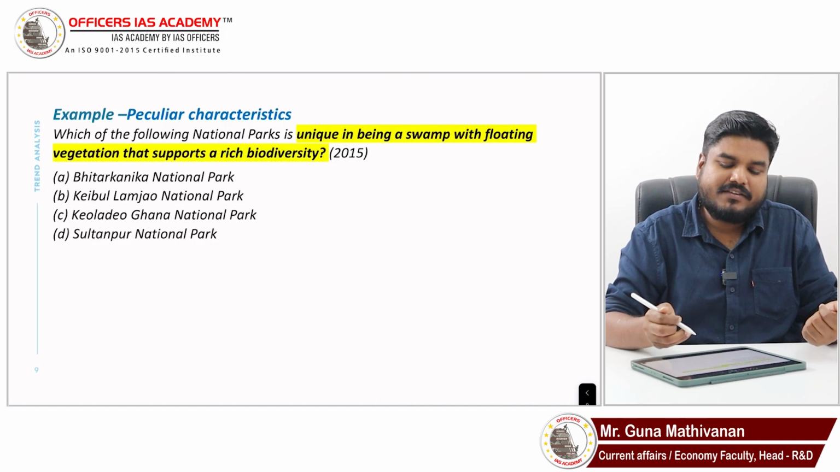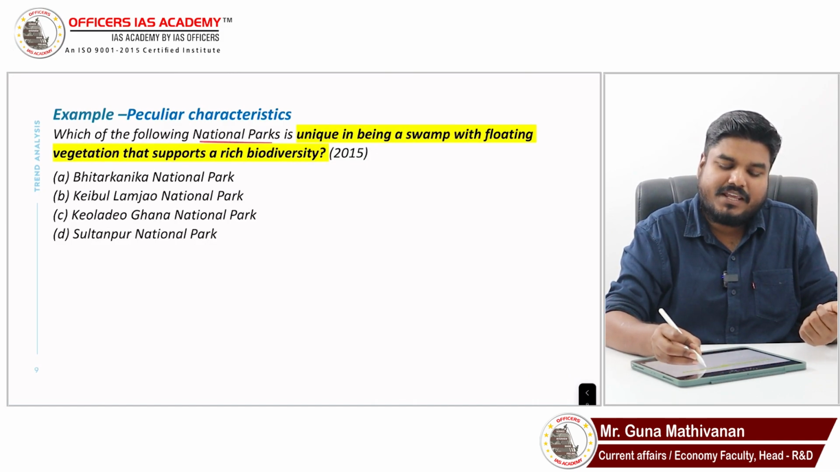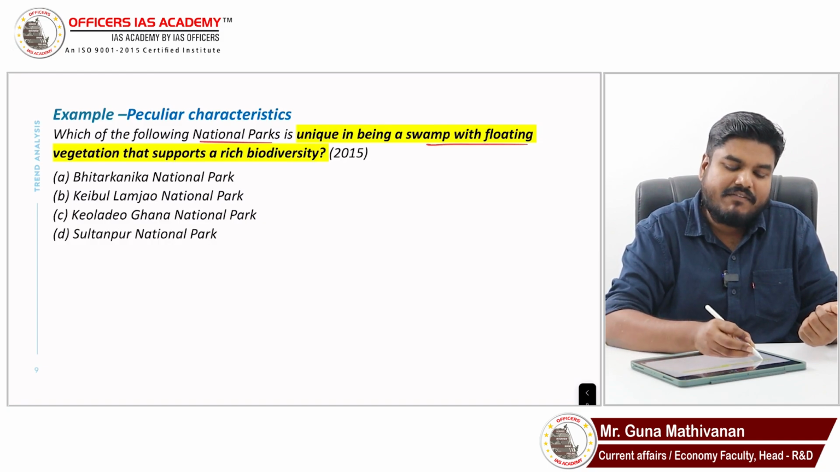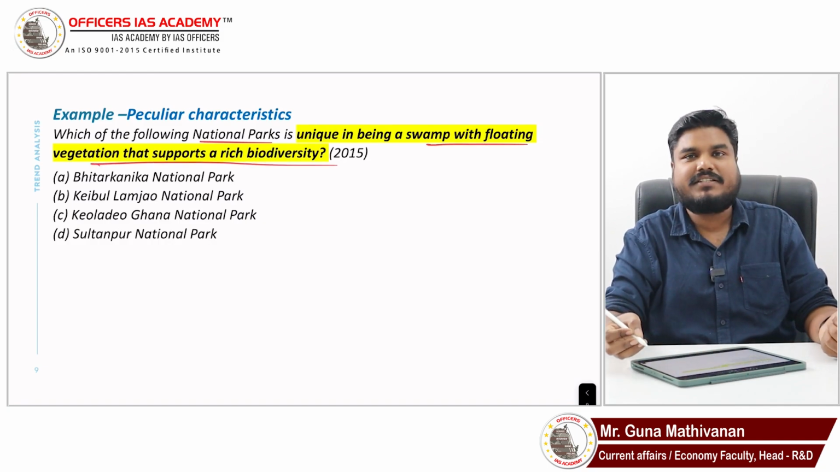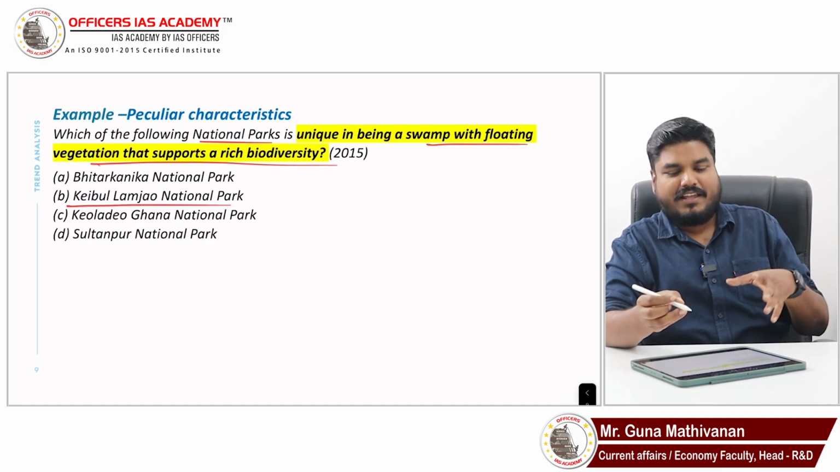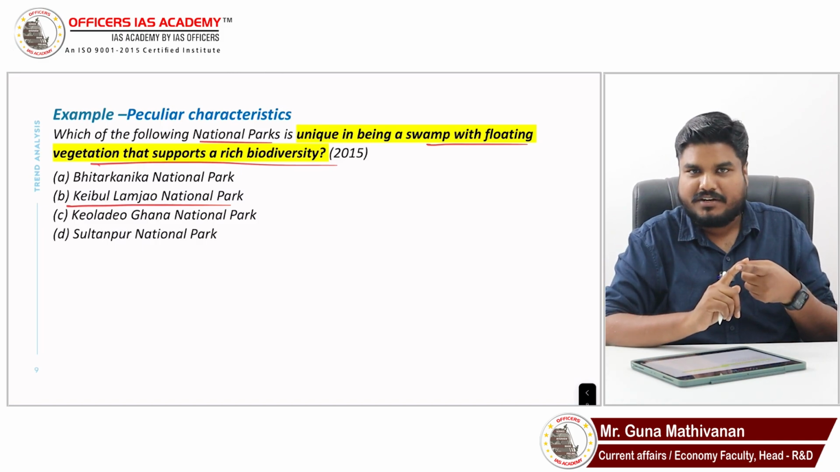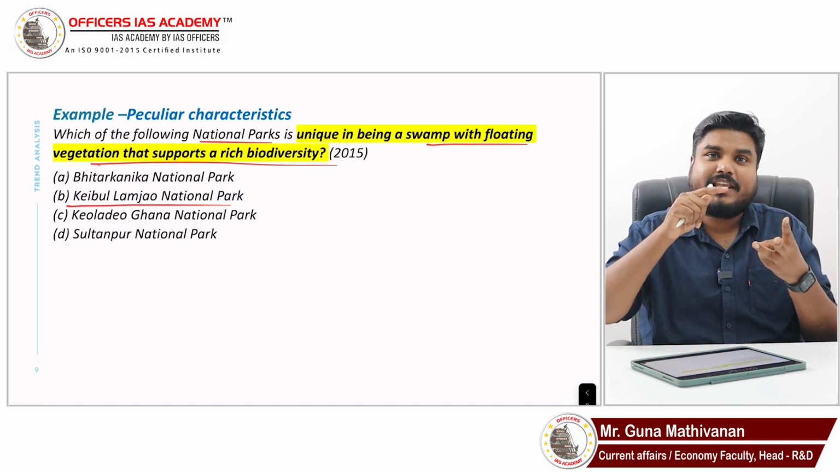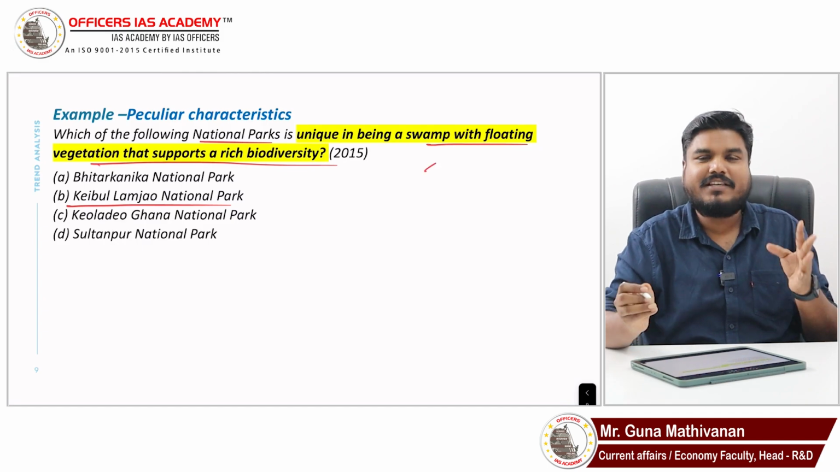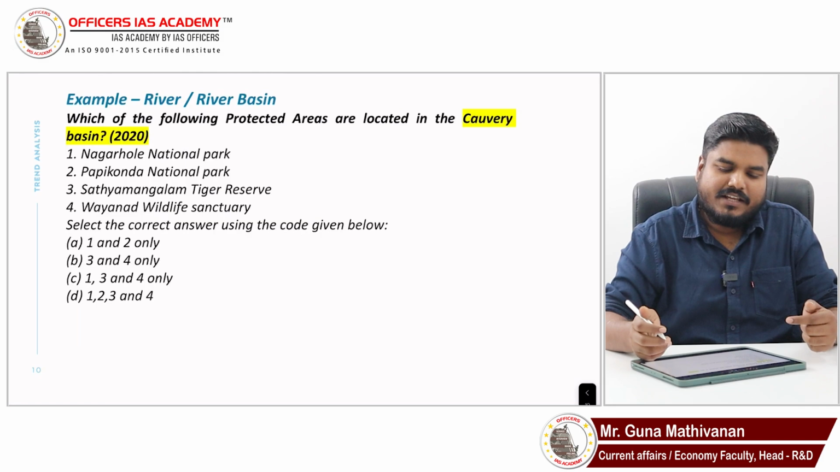Likewise, peculiar characteristics. See, which of the following national parks is unique in being a swamp with floating vegetation that supports rich biodiversity? So, when you read about Keibul Lamjau National Park, what we have noted, where it is located, what about the vegetation, unique characteristics, then we will know, okay, this is the unique characteristic, we will have made it correct.